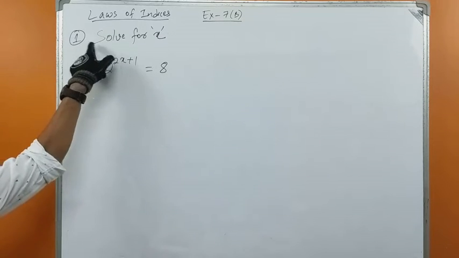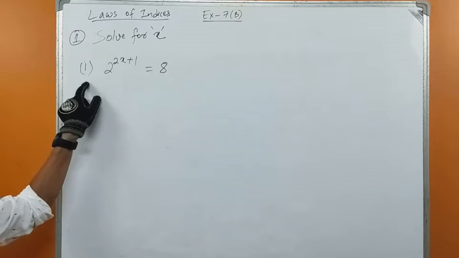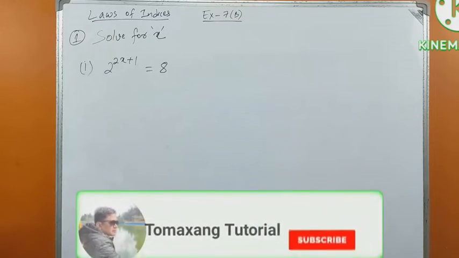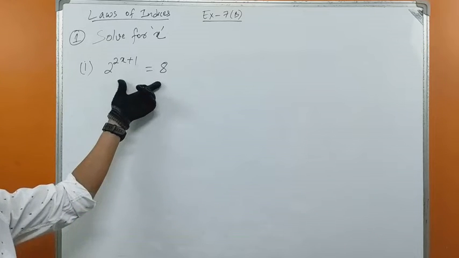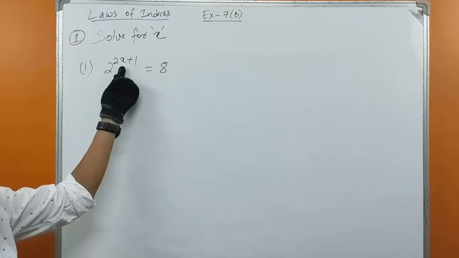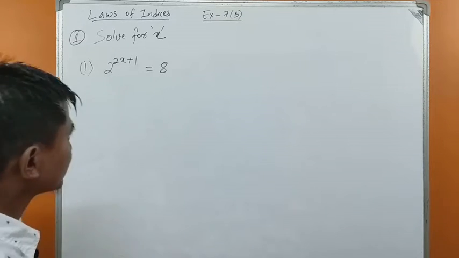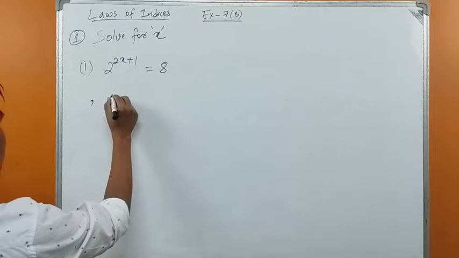So this is question number 1, sub number 1 of 1. Solve for x, which means we are asked to find the value of x from this equation. This is an equation, so we are asked to find the value of x from it. So let's begin. Let's solve this.